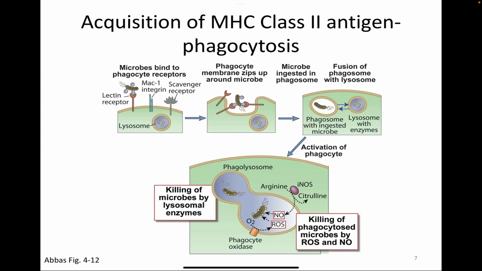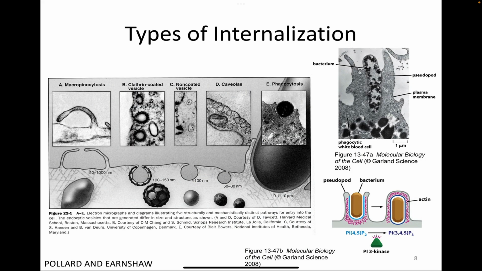What I want to show you on this slide is that there are lots of ways that cells can internalize things in terms of cell biology. So you're seeing a few different ways of cell internalization here, like clathrin-coated vesicles and other kinds of vesicles, compared to phagocytosis.